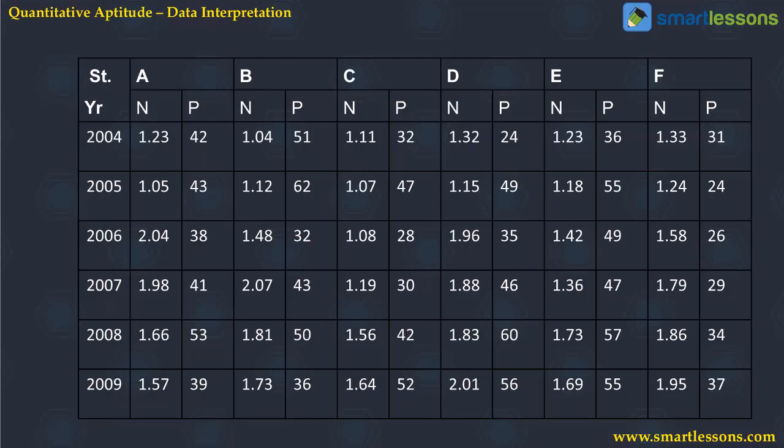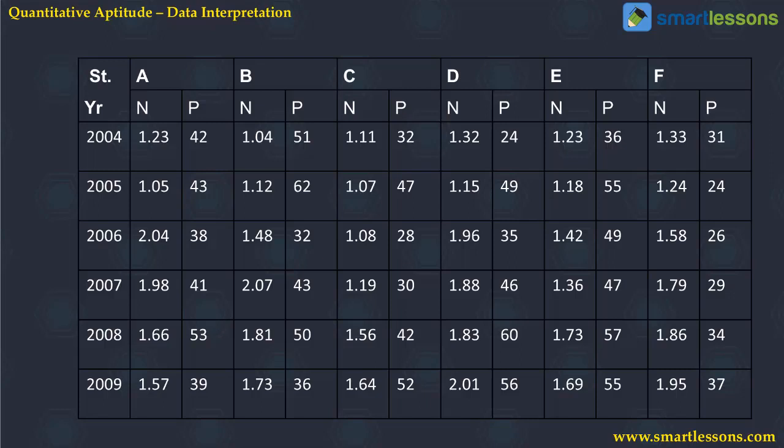Row wise there are 6 different states A, B, C, D, E, F, and also you can see that the number of students who are appearing a particular entrance exam are given and the percentage of the students who are actually qualifying that exam, that is also given. And column wise there are different years starting from 2004 to 2009. So now we have to use this table.